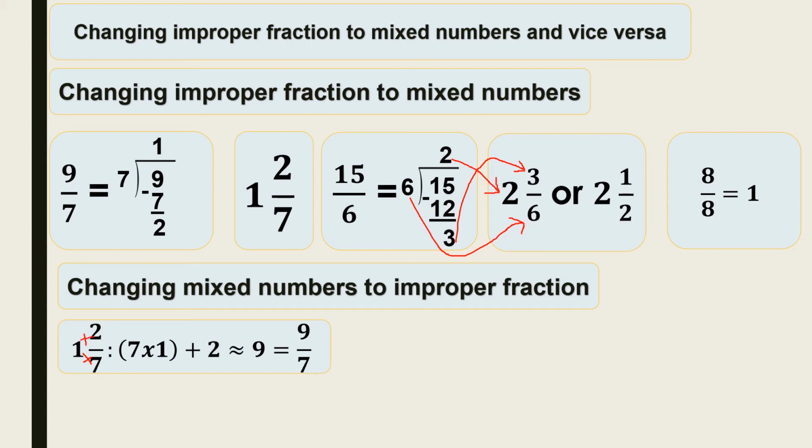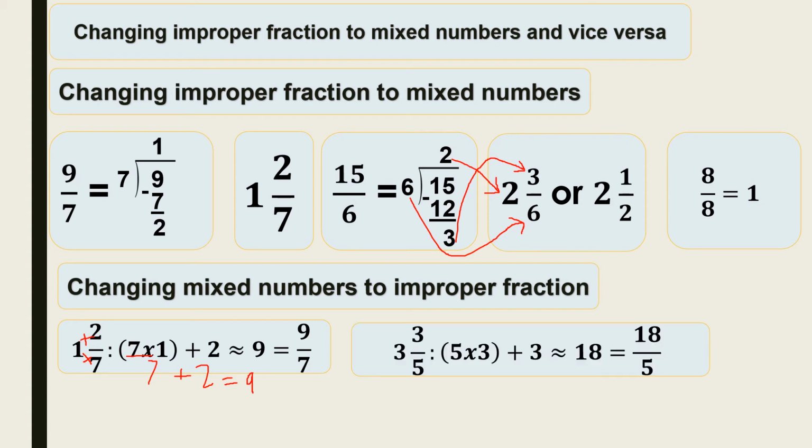Okay, so for example, 7 times 1. Just like 7 times 1, that is 7. And then after that, you need to add its numerator. So that is 9. Okay. And then its denominator, you just copy its old denominator.